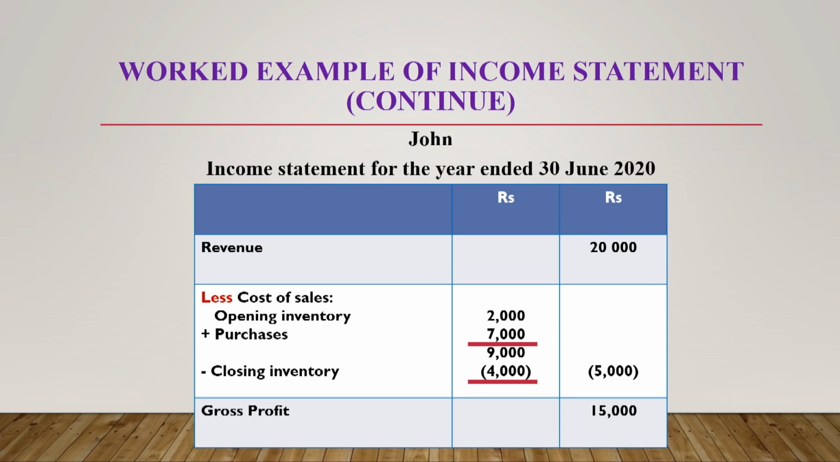Again, remember to put the cost of sales figure into brackets as it should be deducted from revenue to calculate the gross profit. So, gross profit will be 20,000 rupees revenue less cost of sales of 5,000 rupees, meaning that the gross profit is 15,000 rupees.